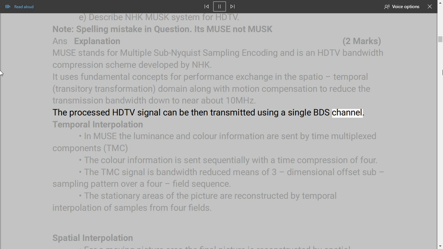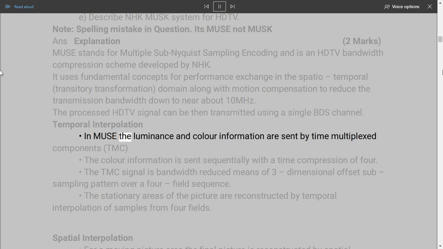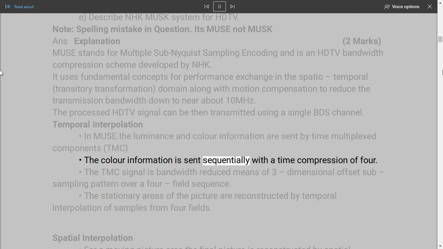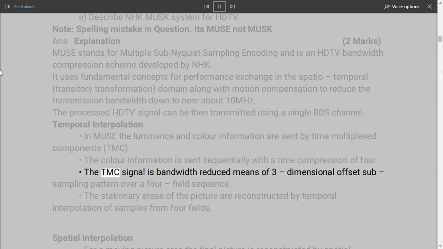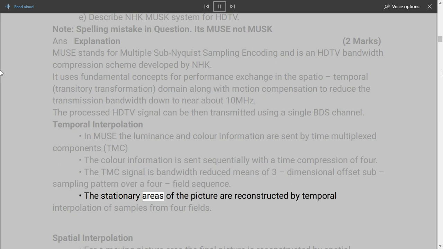Temporal interpolation in MUSE: the luminance and color information are sent by time multiplexed components, TMC. The color information is sent sequentially with a time compression of 4. The TMC signal is bandwidth reduced by means of a 3-dimensional offset sub-sampling pattern over a 4 field sequence. The stationary areas of the picture are reconstructed by temporal interpolation of samples from 4 fields.